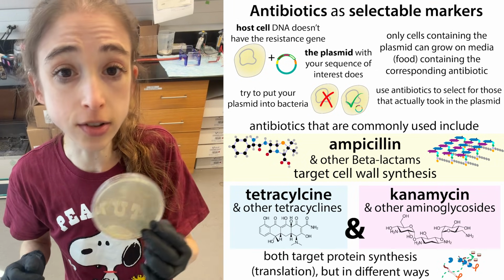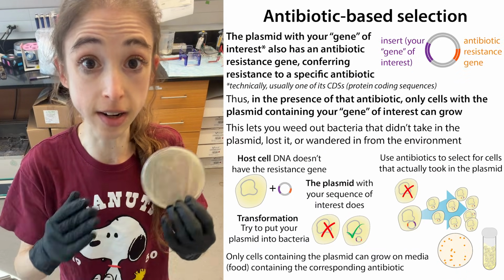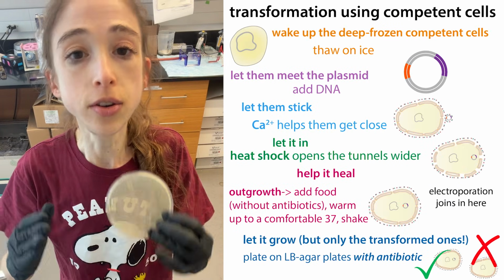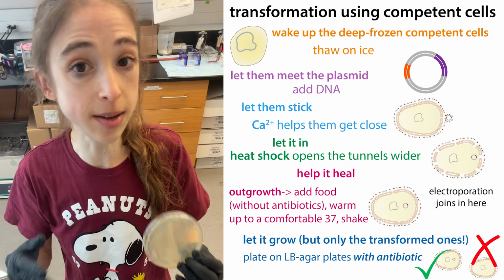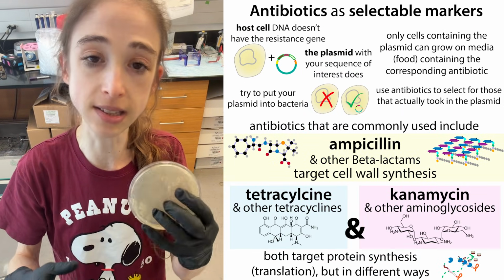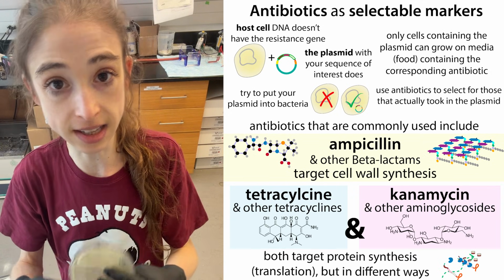Time-saving tip: if you're using ampicillin as your selectable marker for seeing if bacteria took in a plasmid of interest and then only allowing them to grow if they did, you can go ahead and save yourself some time and skip the outgrowth step. And you can skip the outgrowth step with ampicillin because the ampicillin targets the bacterial wall synthesis, not the protein synthesis.